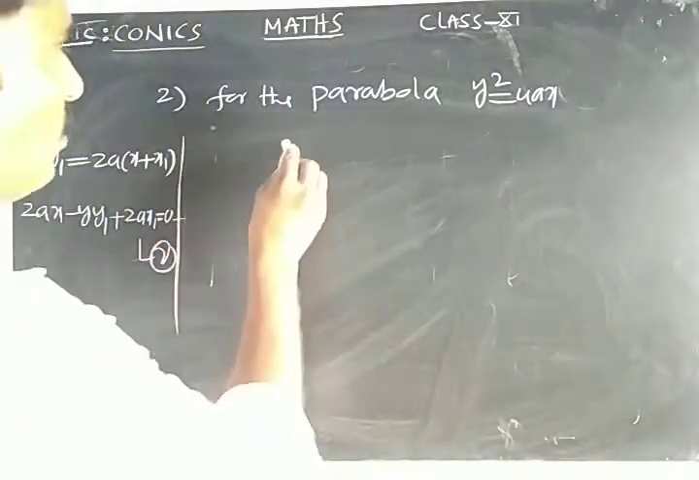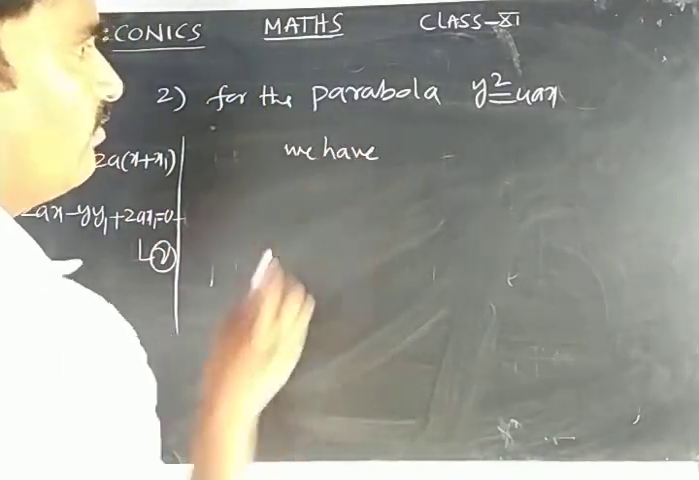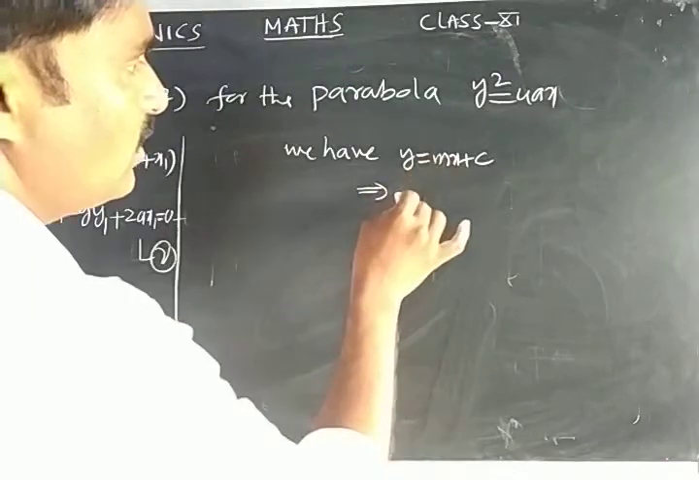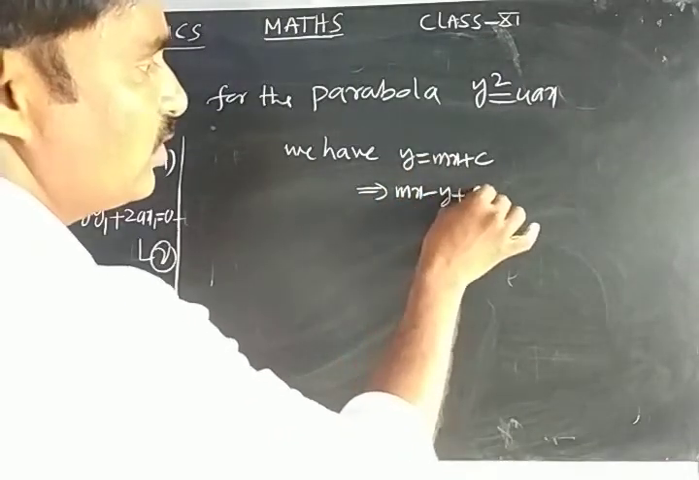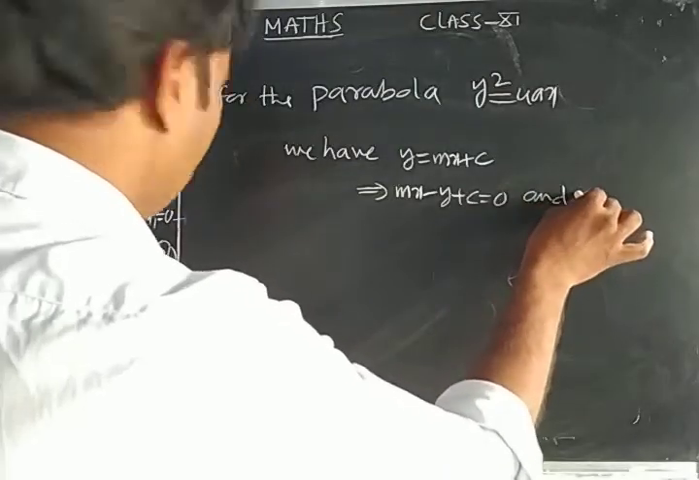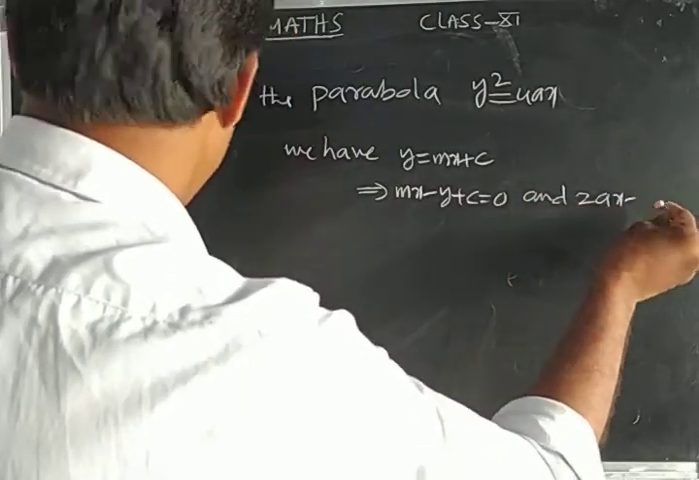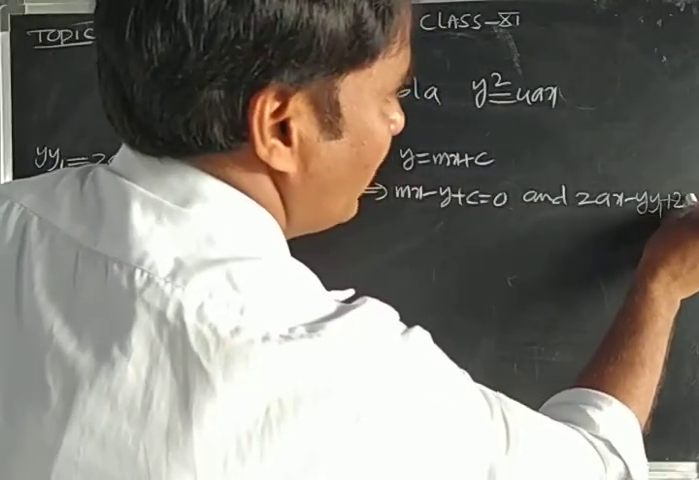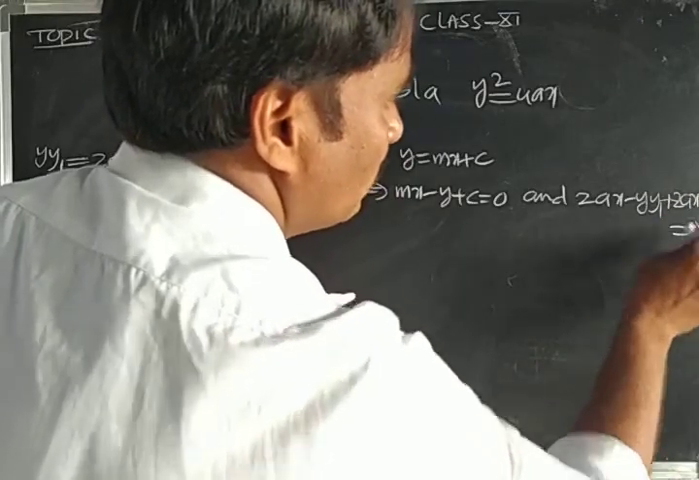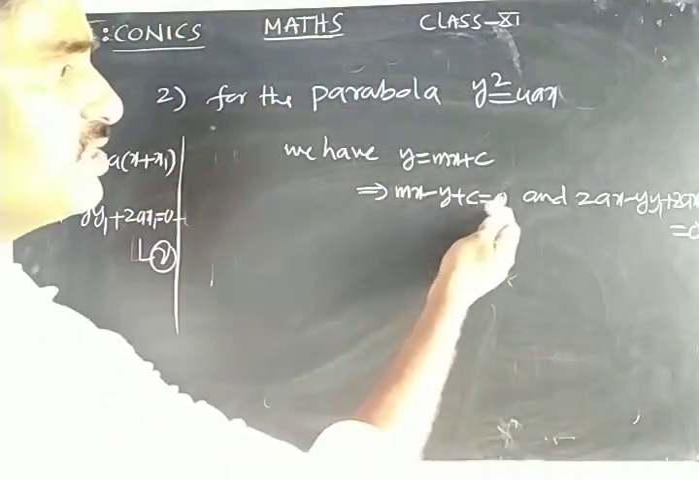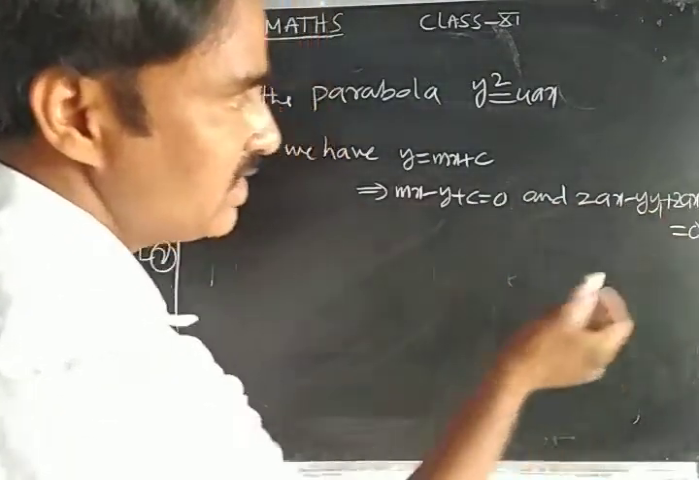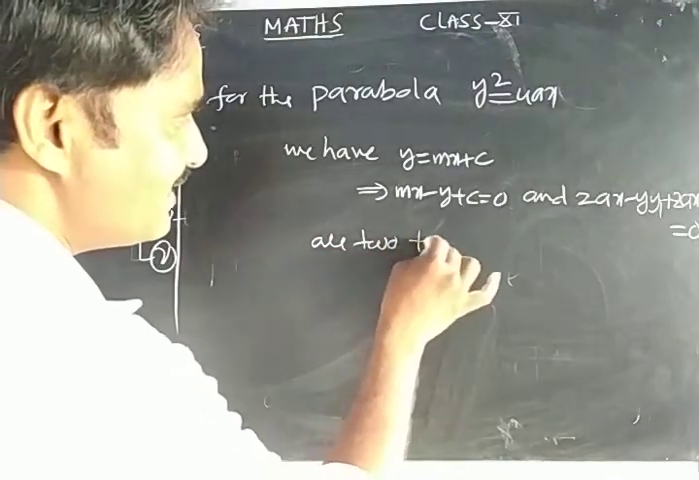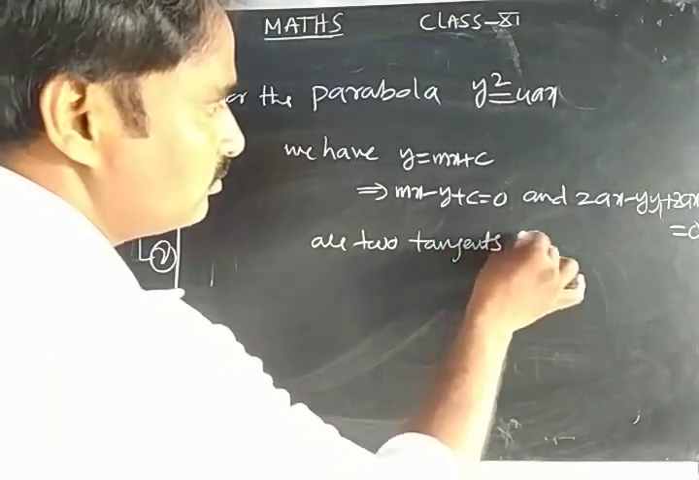So write down, we have y equal to mx plus c. I will write in the proper form, mx minus y plus c equals 0, and 2ax minus yy1 plus 2ax1 is equal to 0, right? mx minus y plus c equals 0 and 2ax minus yy1 plus 2ax1 equals 0 are two tangents at P.